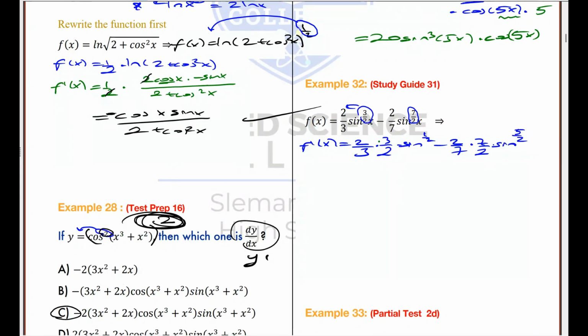So I can see some simplification. 3, 3, 2, 2, 7, 7, 2, 2. So at the end, I have sine to the power of half x, minus sine to the power of 5 over 2 x. Am I done? I am done with taking the derivative, but I can still... Actually, I am not done, excuse me. I didn't take the derivative of the function.